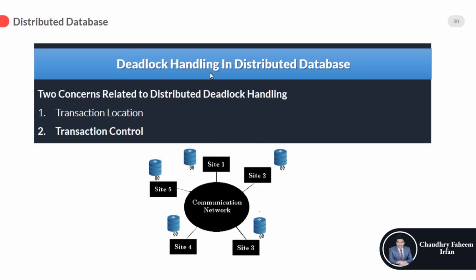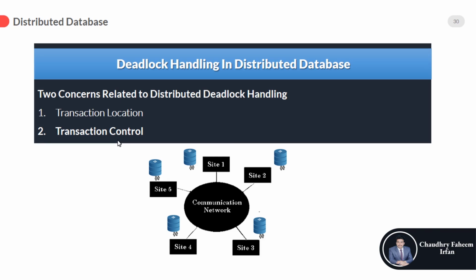Next is deadlock handling in distributed database. Two concerns related to distributed database deadlock handling: transaction location and transaction control. We are going to learn about two concerns that are related to deadlock in distributed database. Transaction processing in a distributed database system is also distributed. The same transaction may be processing at more than one site.